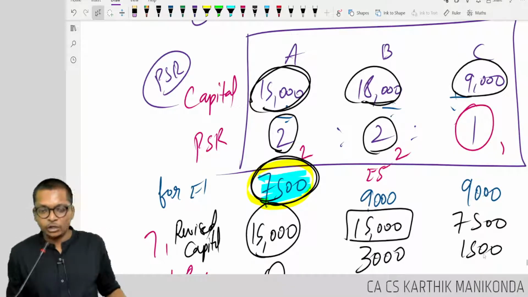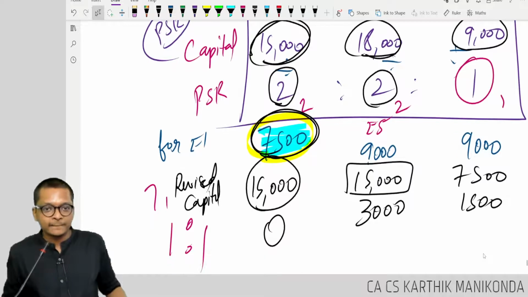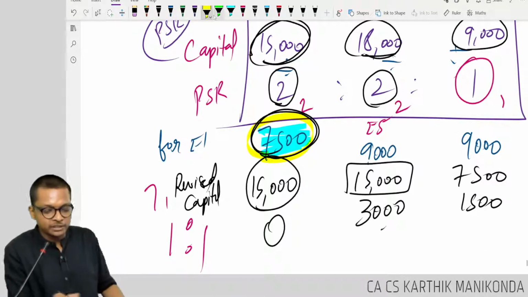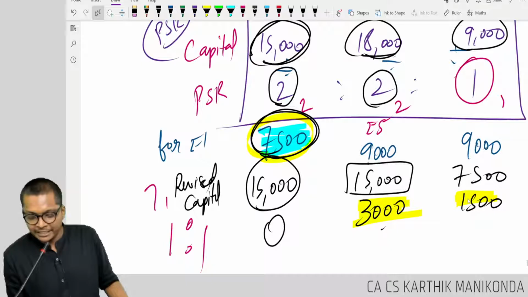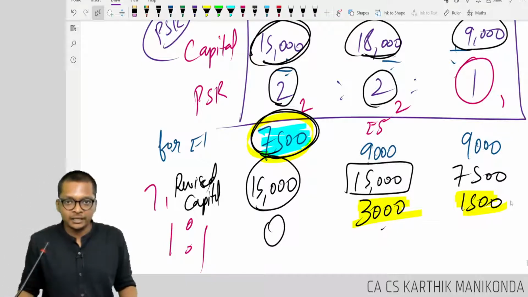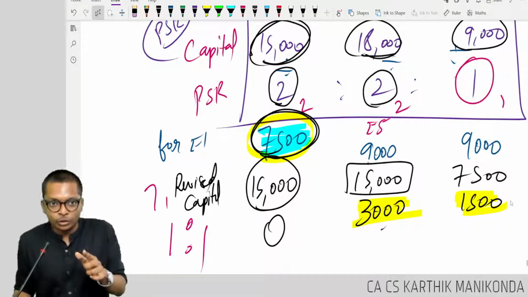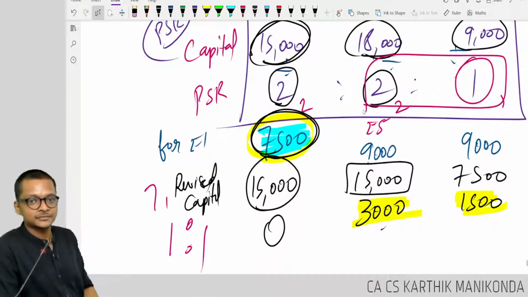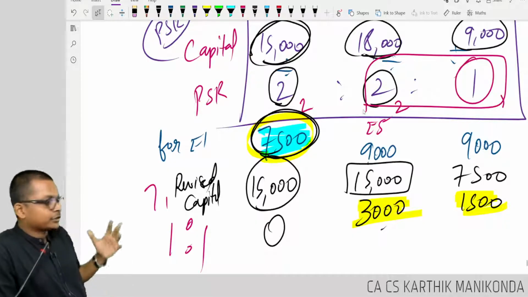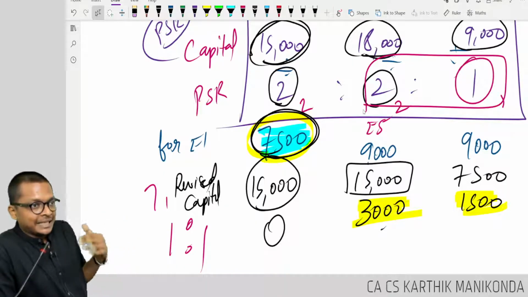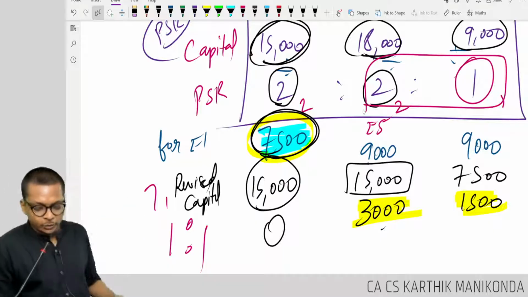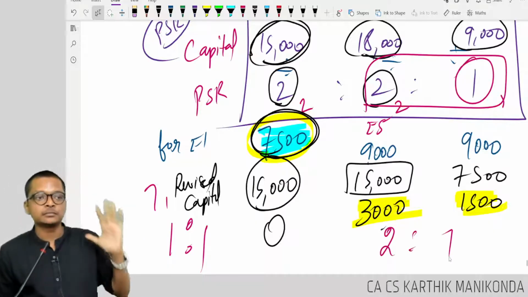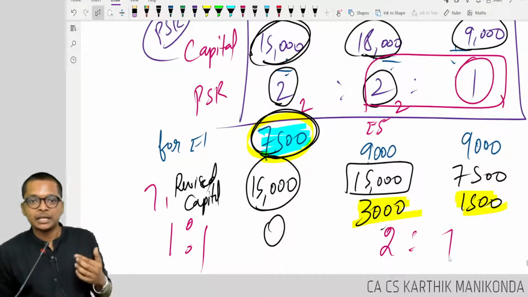C is saying, then don't leave me, I also gave extra of 1,500. Both of them gave extra how much? 3,000 and 1,500. This extra also should be in the ratio of 2:1. I'll explain, this is called the excess capital. This extra also is in the ratio of 2:1 now, so it is fine.